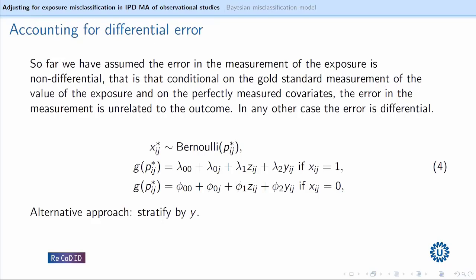Now, so far we've assumed that the error is non-differential. That means that the error does not depend on the true value of the gold standard, of the outcome. But it might be the case, of course, that this misclassification is dependent on the presence of dengue. So we can also add the outcome to the model, or alternatively stratify the model by Y. That is the measurement model.